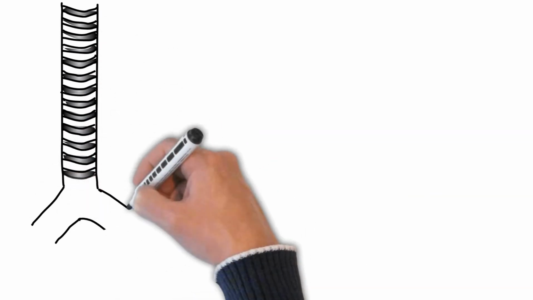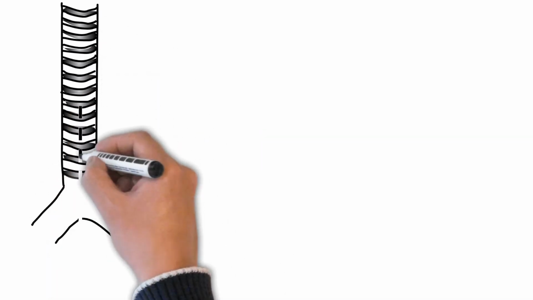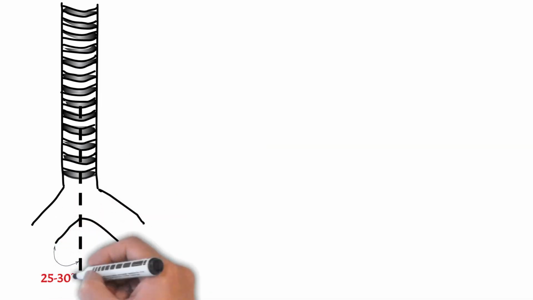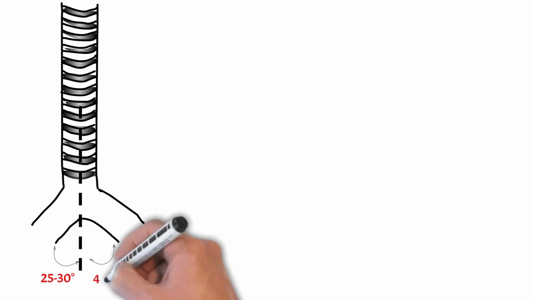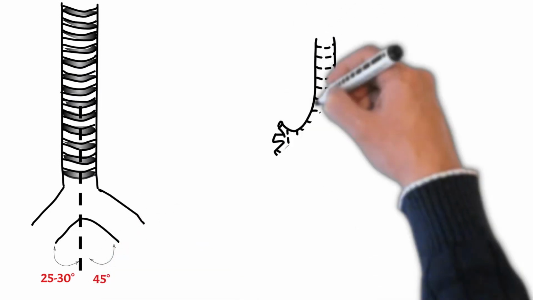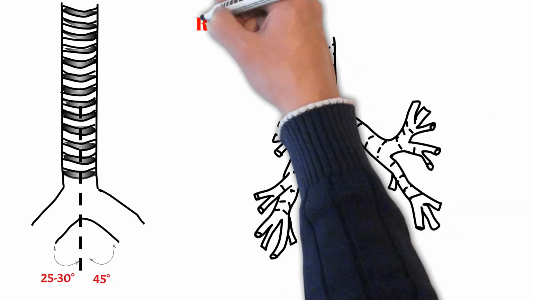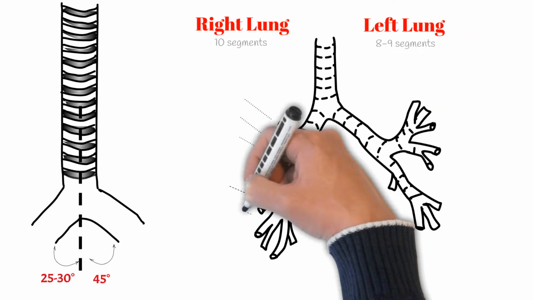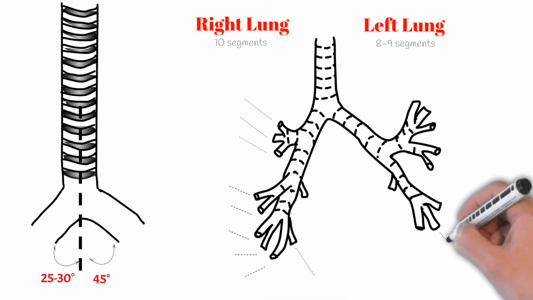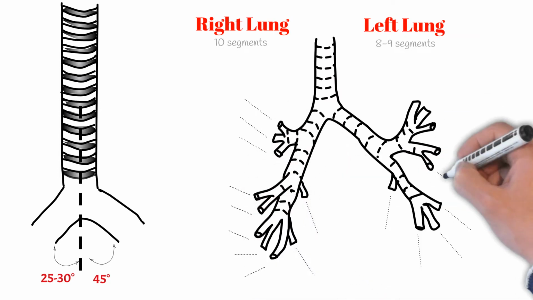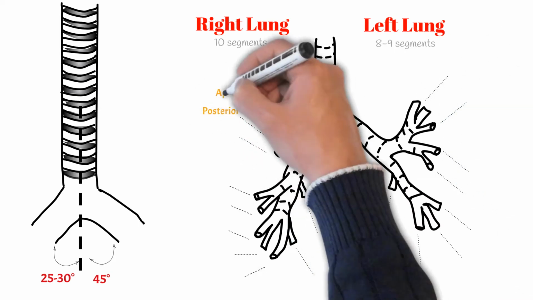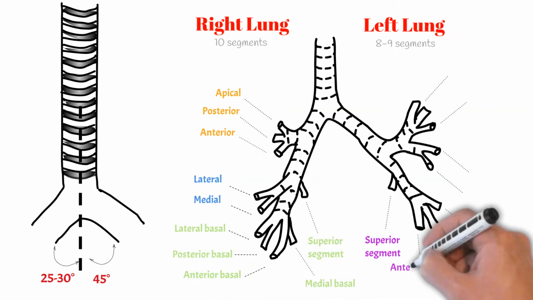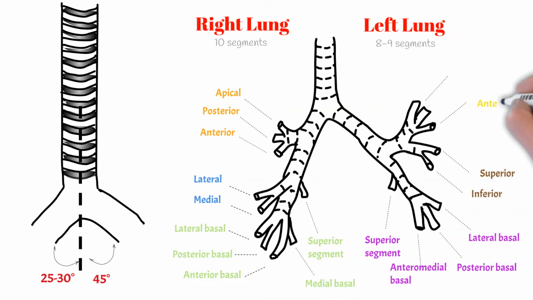The branches of the right and left main bronchi are not exactly identical, with the right main stem bronchus more parallel to the trachea at around 25 to 30-degree angle, while the left main stem bronchus is at around 45-degree angles from the trachea. The right lung is divided into three lobes, each lobe containing several segments, totaling 10 segments in total, while the left lung has two lobes with a total of 8 to 9 segments, depending on whether the apical posterior is considered one segment or two segments.